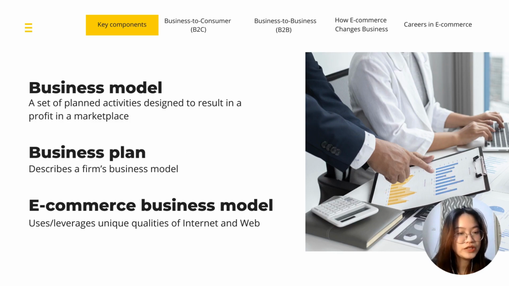First of all, you need to understand some simple concepts, right? The first one is business model. It is a set of planned activities designed to result in a profit in a marketplace. A business plan describes a firm's business model, and the e-commerce business model leverages the unique qualities of the internet and web.